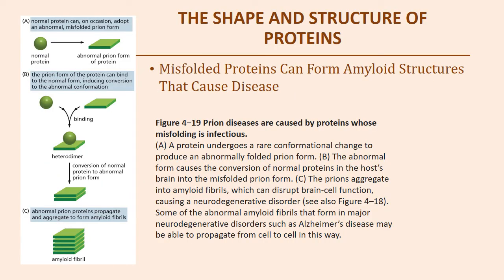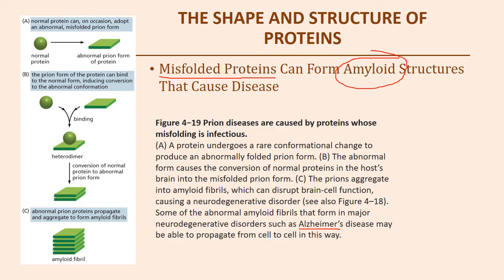In fact, let's take a look at this picture right over here. This one talks about the fact that if you have a misfolded protein, as I mentioned to you before, it can form an amyloid structure. And there are certain diseases that have been linked. Oh, here you go. They mention Alzheimer's. Huntington's disease is another one. Mad cow disease is also.